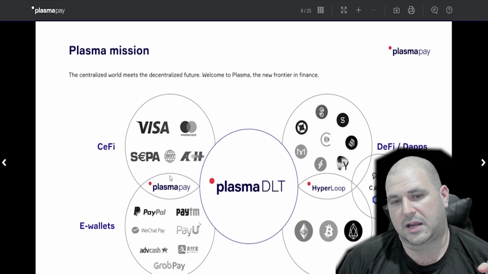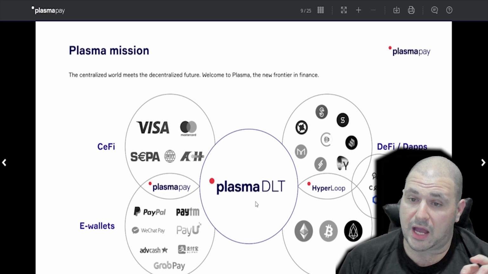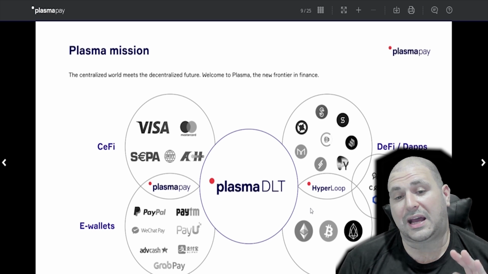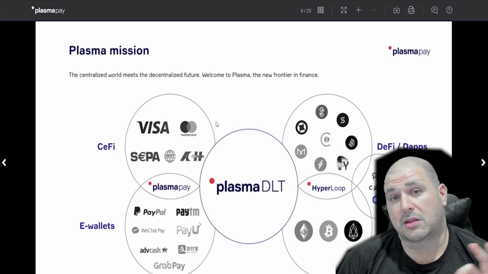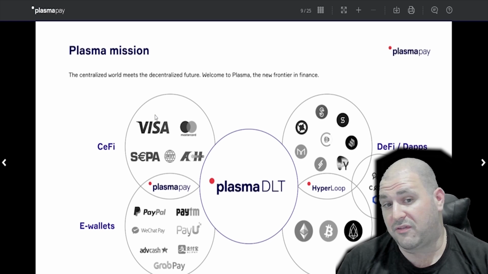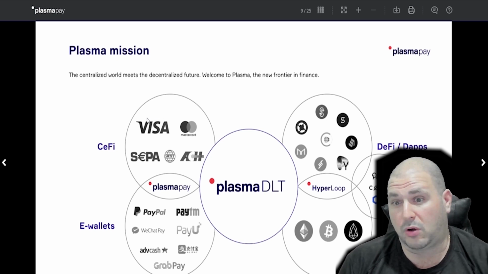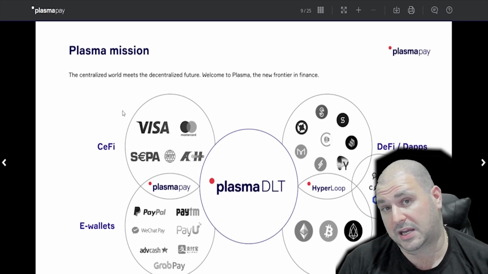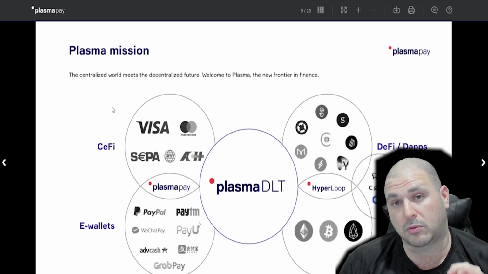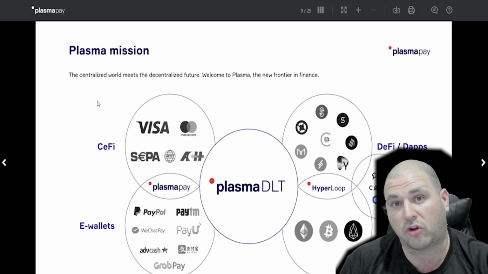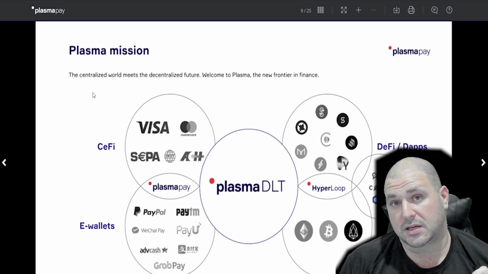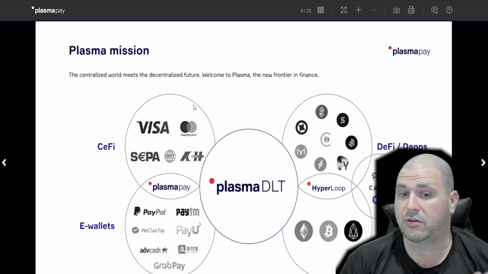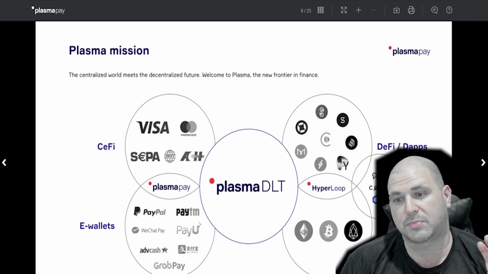But here's the really cool part. So they have CeFi, which is where PlasmaPay is, right? And then we have Plasma DLT, and then we have the Hyperloop, which will literally connect all of the systems together. So you won't just have CeFi or DeFi. You'll have CeFi, DeFi protocols, and e-wallets all in one, and different blockchains that can interoperably connect and talk to each other. This is different than a lot of the other ones. There are similarities, but it's a little bit different.